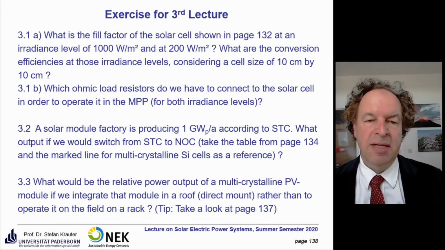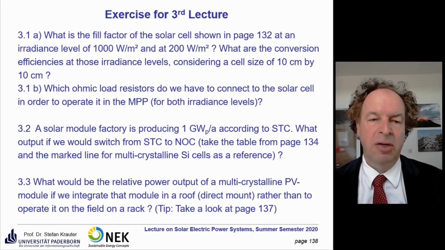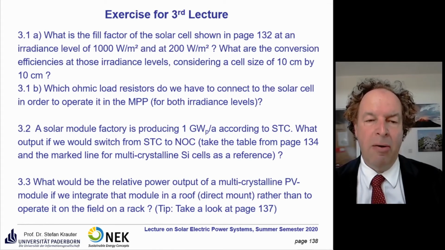Then it's also asked which ohmic load resistors have to be connected to the solar cells in order to operate them at the maximum power point, MPP. Then the second part of the exercise was that you have a solar factory that's producing 1 gigawatt per year under standard test conditions. And if you would switch from the standard test conditions to the nominal operating conditions, how would then be the output?